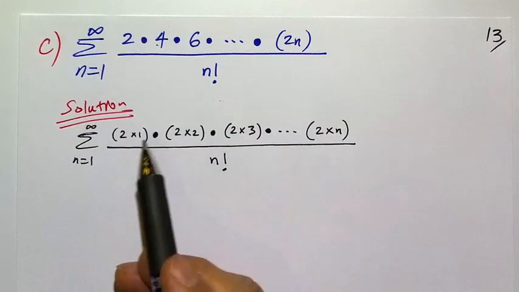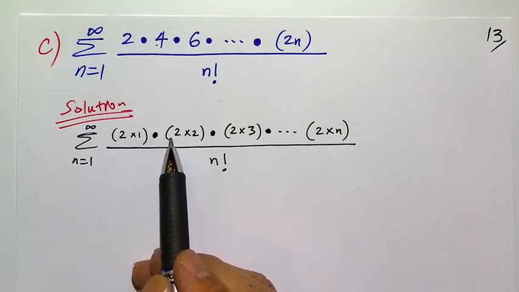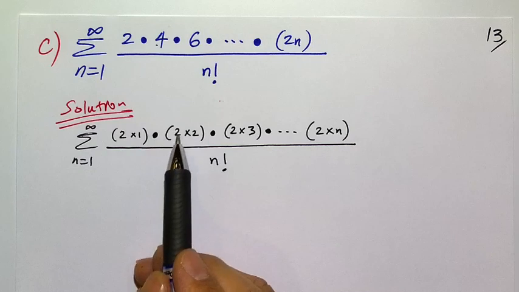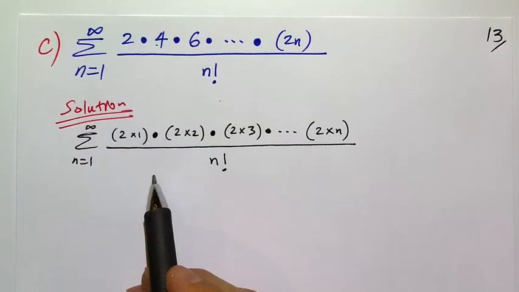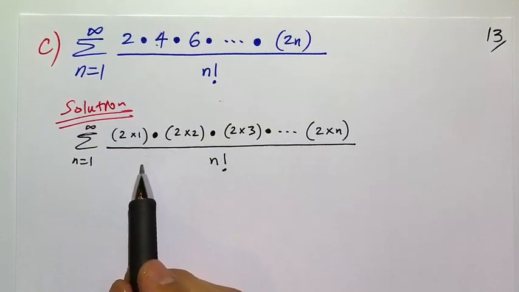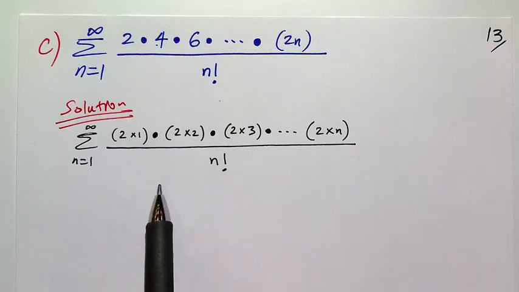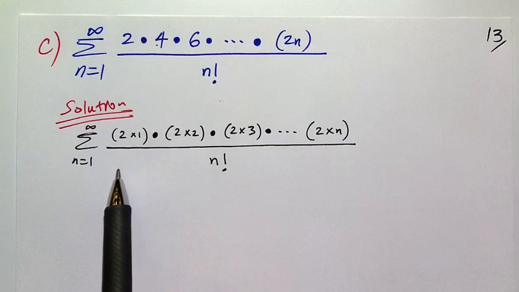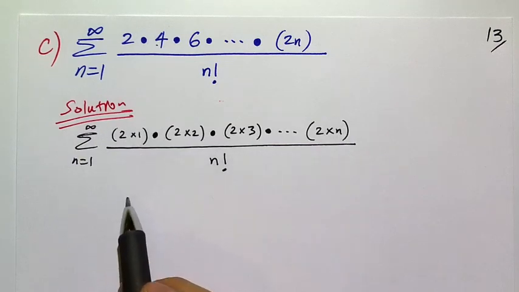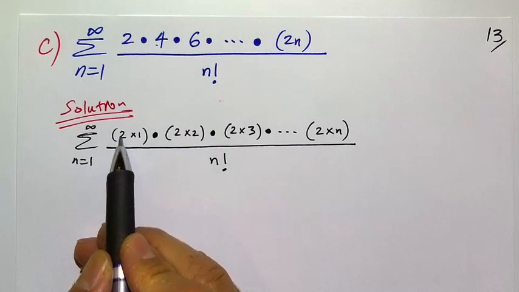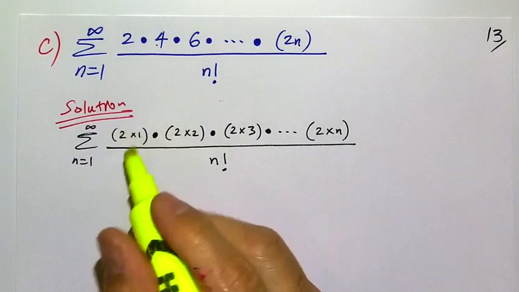Right? So if n equals 1, then we get 2. For n equals 2, we will get 2 times 2, and so on. So we can write this as... so if we do that, what will we get? We get... and so that we will get these twos. So just the first twos.